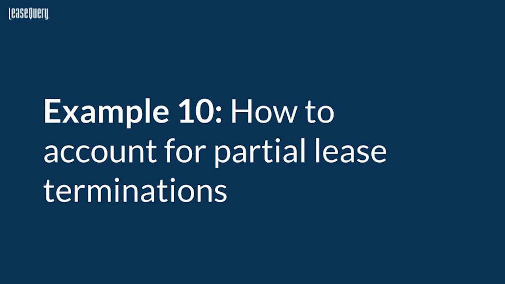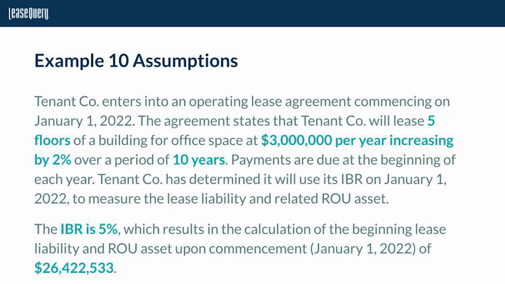So now let's walk through example 10 from the Ultimate Lease Accounting Guide to illustrate the difference between the two approaches. Here are the assumptions for the original lease. Tenant Co. will lease 5 floors of a building of office space for $3 million per year with 2% increases over a period of 2 years. And then they have an IBR of 5% that they're going to use. So the present value of those payments is going to be $26,422,533.